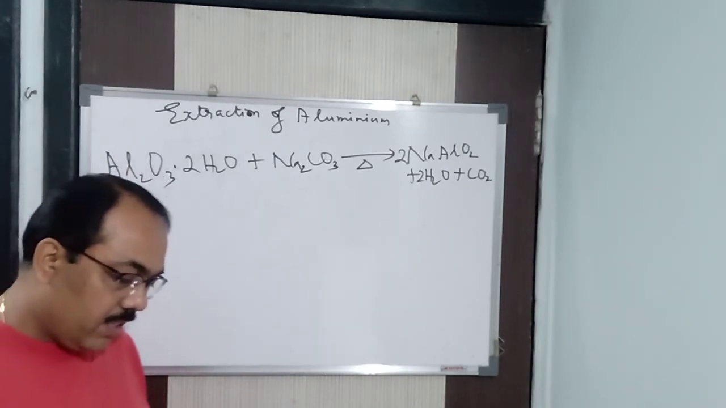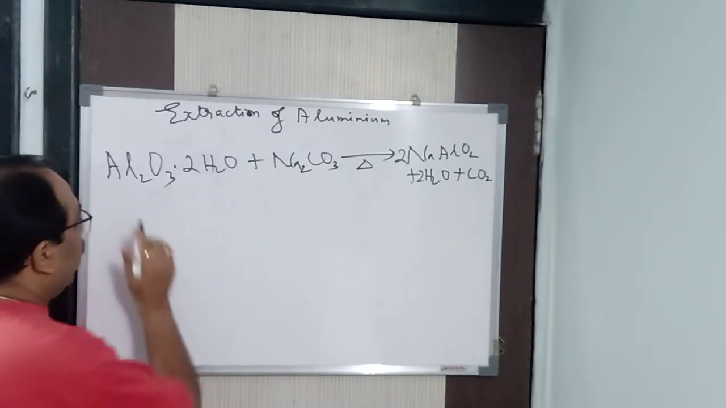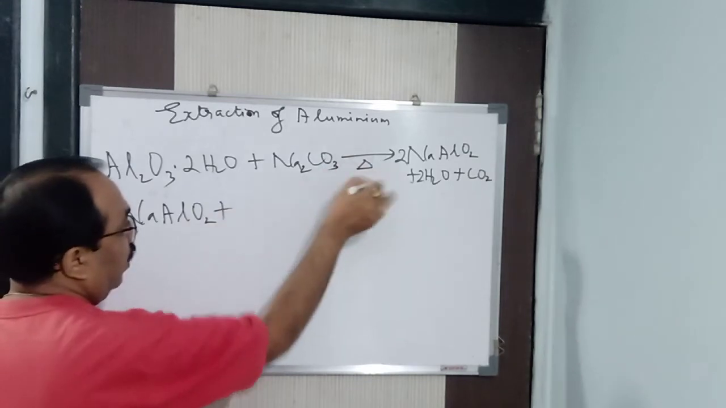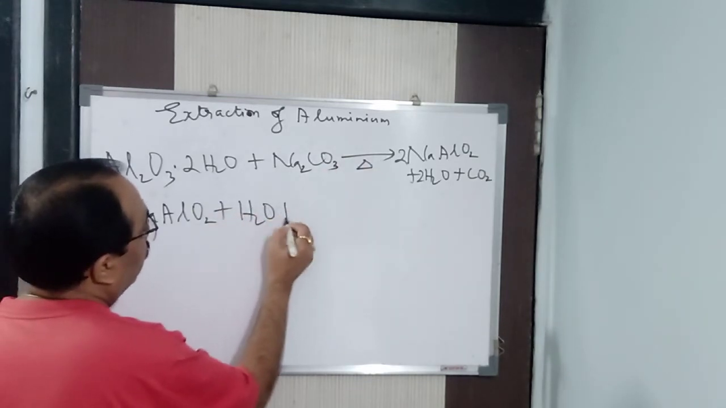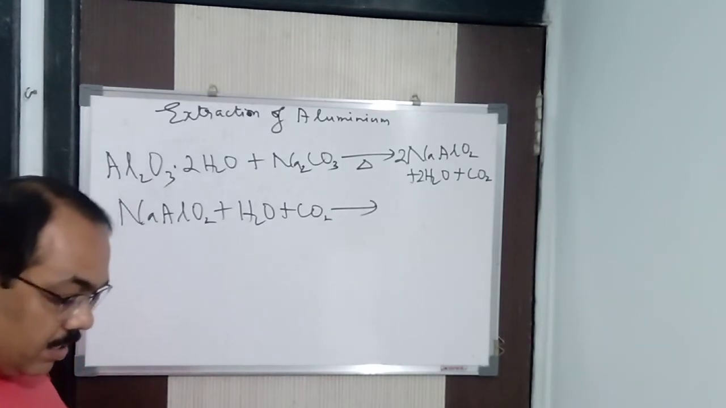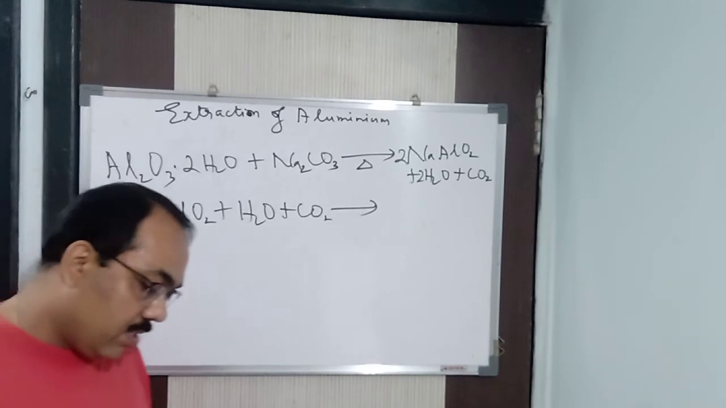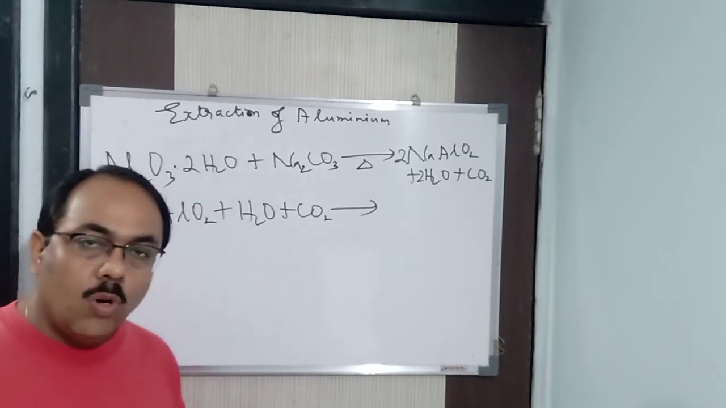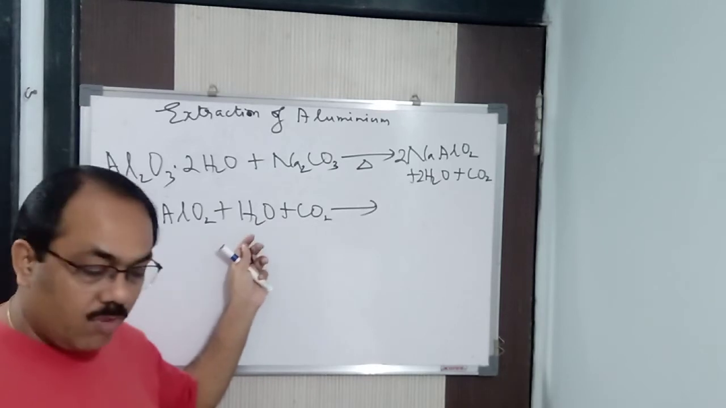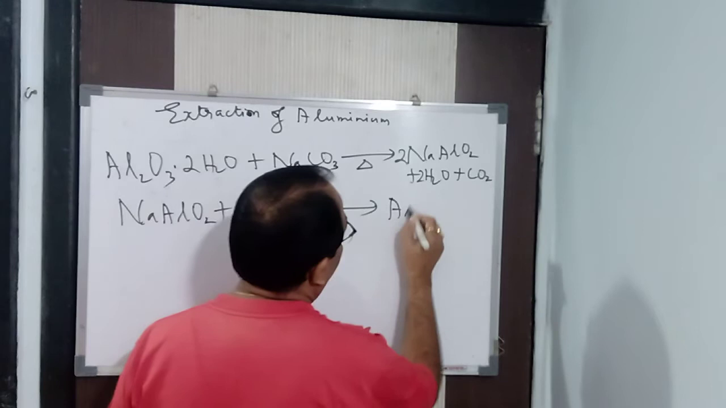After that, this NaAlO2 which you are getting, the whole thing I will take, along with water and carbon dioxide, and I will be heating it further. We will pass more carbon dioxide into the solution along with some water, and on heating further, you will be getting aluminium hydroxide.